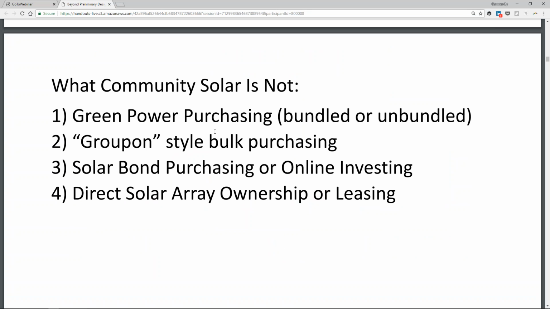There's other ways to involve the community in developing solar projects for discounts without having them directly own solar. Or if they're directly owning solar, there's other ways to organize the community in this industry. So there's green power purchasing, and that's kind of the big one, whether or not you bundle it with your electric rate plan. That would be signing up for your utility's green choice option on the electric bill.